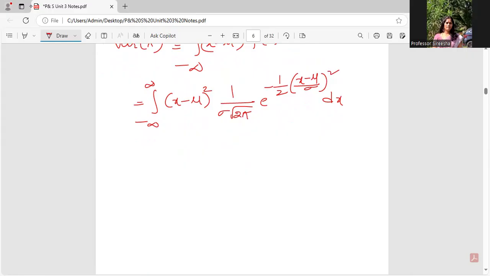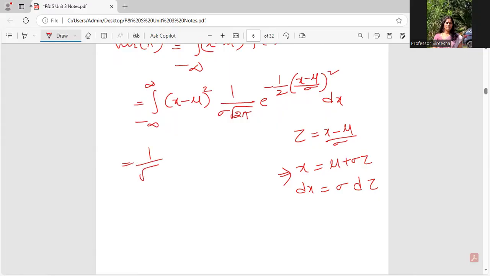Not exactly a substitution. It is the standard normal variate z. Z is equal to (x minus mu) by sigma, so what would be the value of x? Mu plus sigma z. Okay. Now dx would be what? Sigma dz. Or dz would be dx by sigma. Right? So let's see what happens with these things.